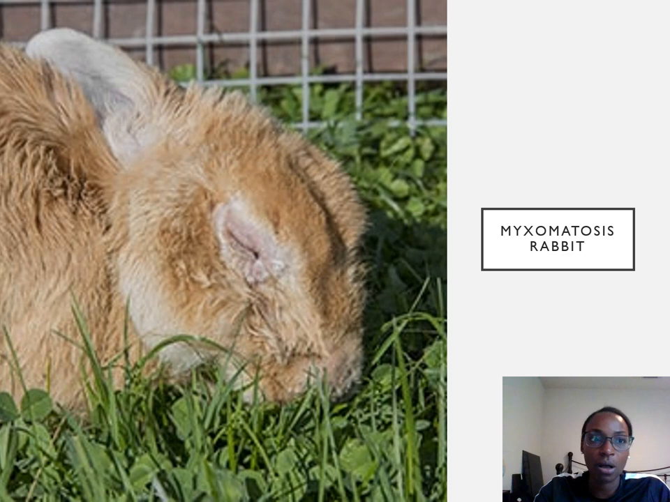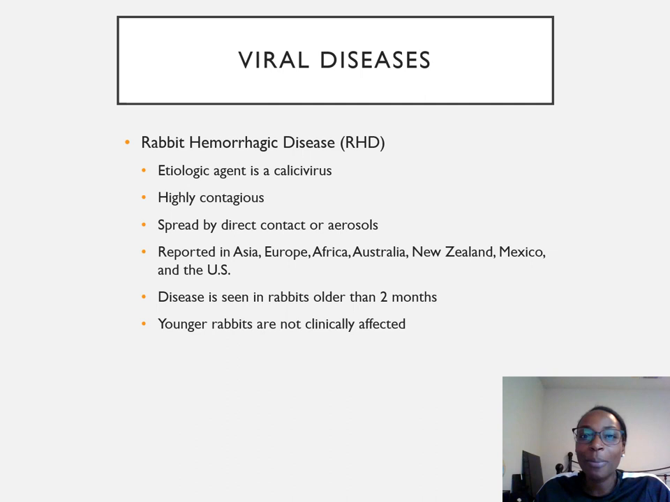Okay, so the next viral disease we're going to talk about is rabbit hemorrhagic disease or RHD. This is caused by the Calici virus, and it is very, very highly contagious.